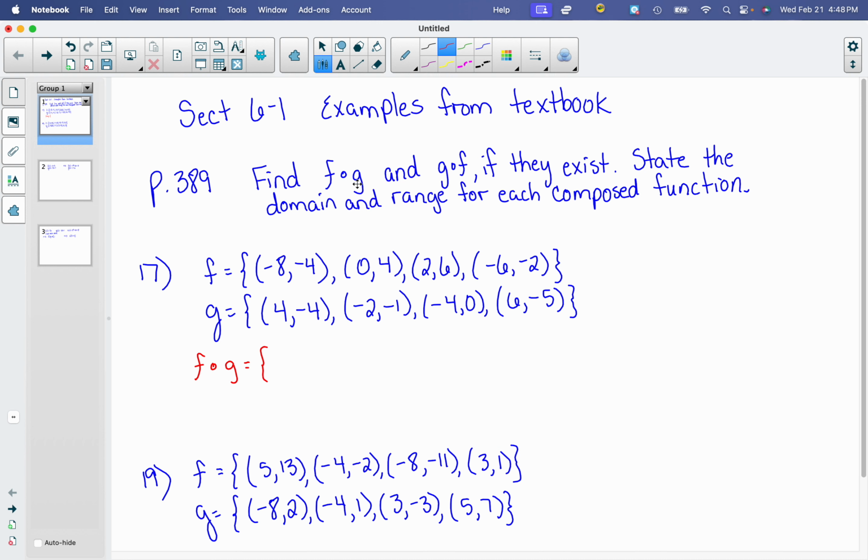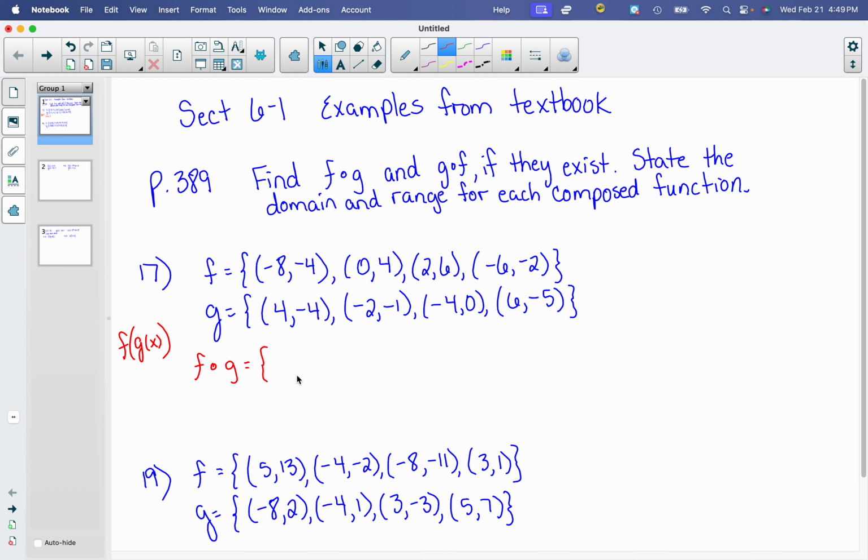So remember, this is not fog. F of g of x and g of f of x if they exist. Sometimes they won't, and then we're going to state the domain and range for each composed function. The alternate way of writing f of g of x, remember, is to write it like this. So you can write either way.